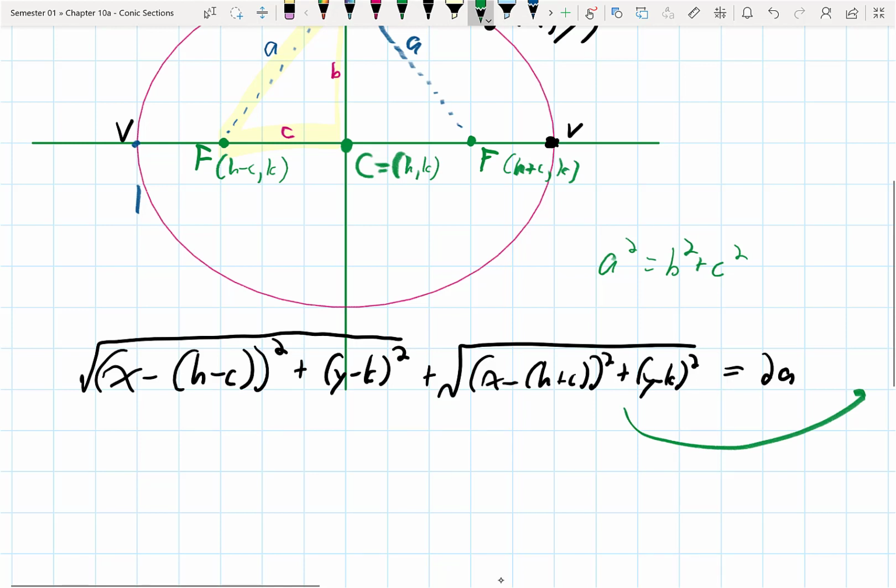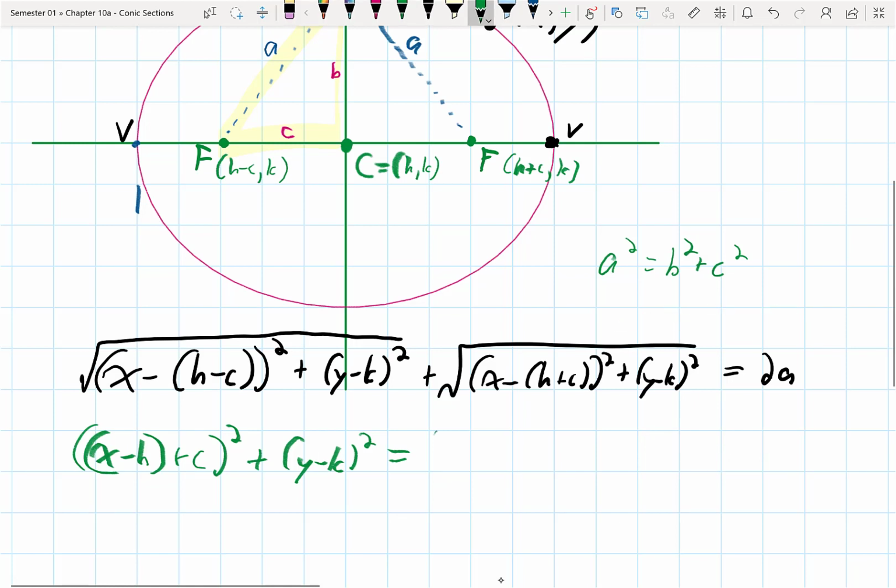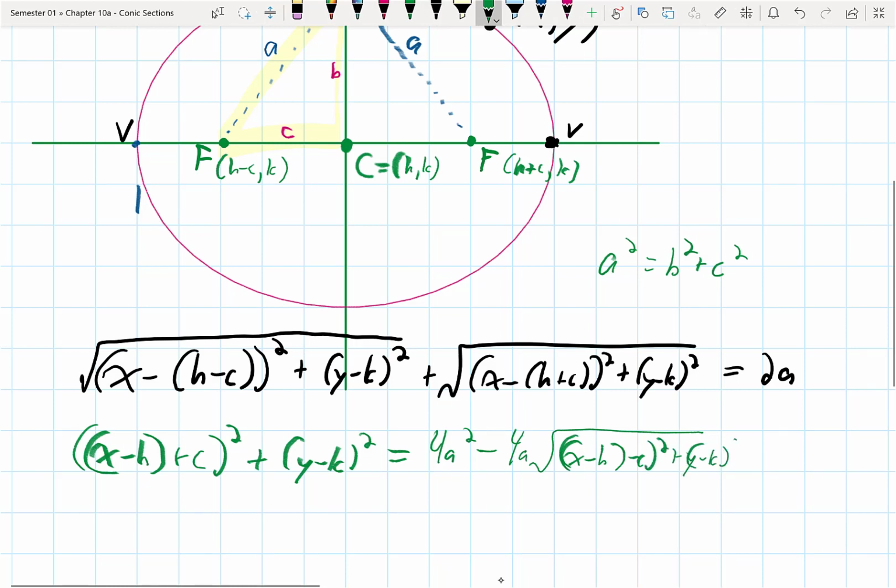If I square the left side, what I get is (x - h) squared. Well, I can actually get this to be in a better form. Instead of x minus h minus c, let's make it x minus h plus c, but that's still going to be squared, plus (y - k) squared equals, again moving that to the other side and then squaring the right side means FOILing, which is going to seem a little complicated, but it's nothing we can't do. I have 4a squared minus 4a times that big radical, which I'm going to write as the square root of (x - h - c) squared plus (y - k) squared.